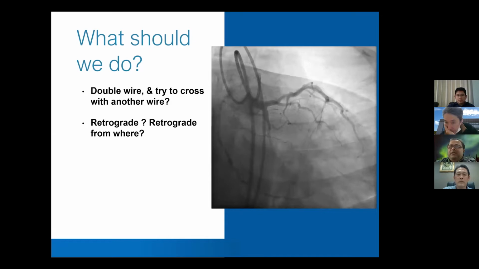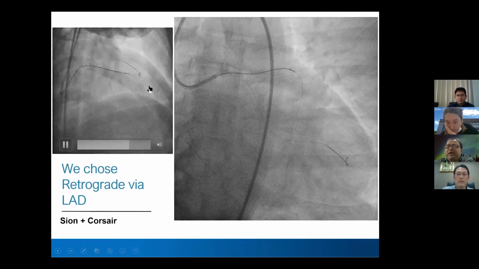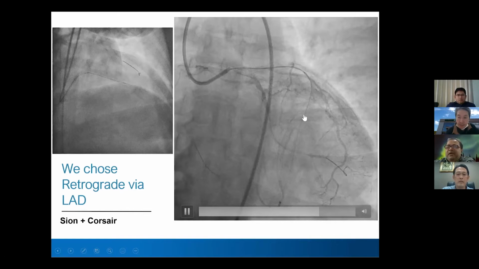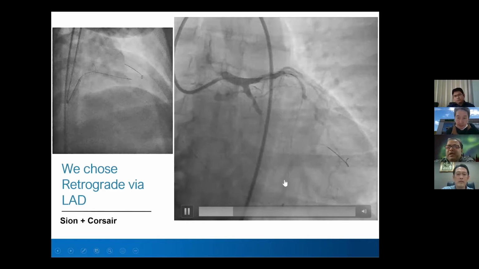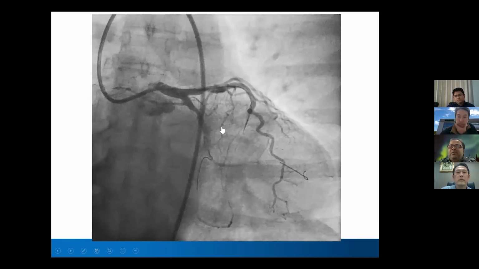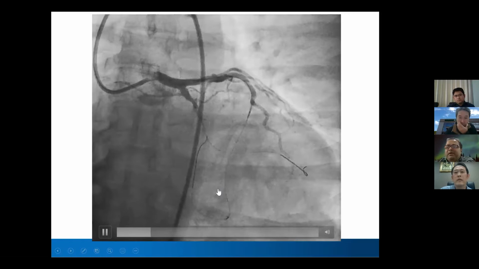So here we chose a Corsair, we brought it down with the wire, and we actually wired with, as you can see, a Sion. There were 3 septals here, but we tried the middle one initially, we could not. But when we tried the last septal here, we managed to come down with the Sion and Corsair, and we could bring the Corsair down using the same 7 French guiding. So here we managed to bring the Sion wire up and bring down the Corsair.